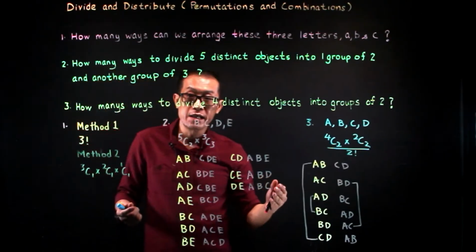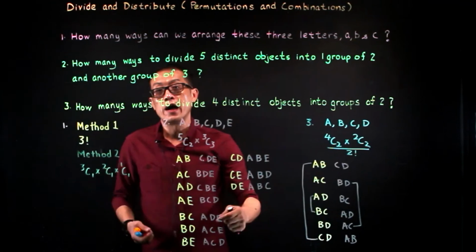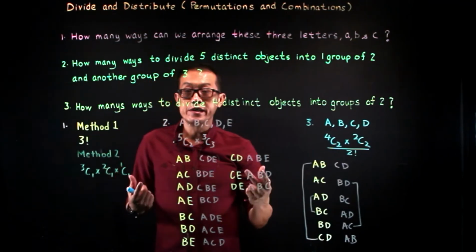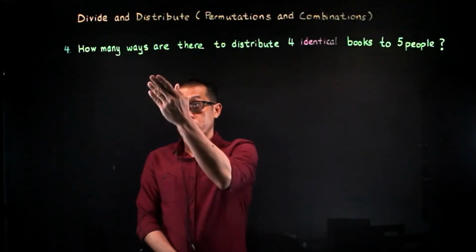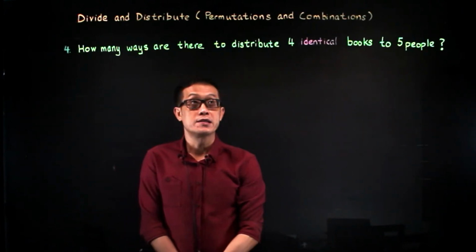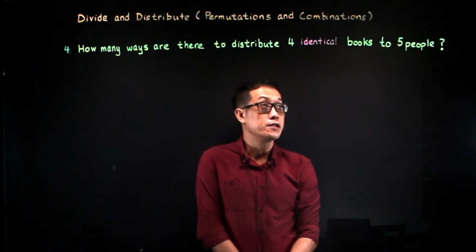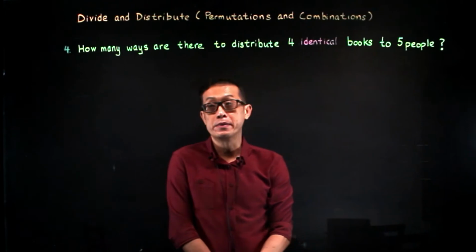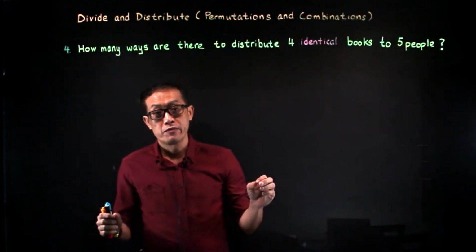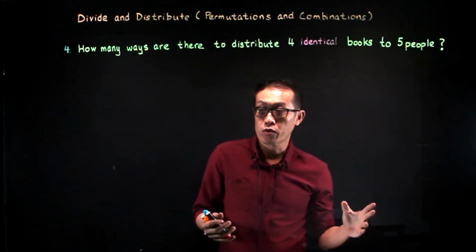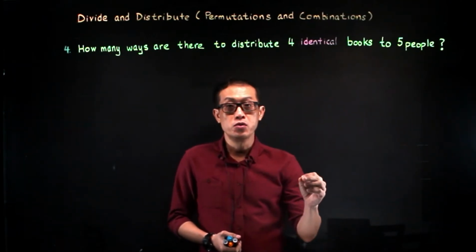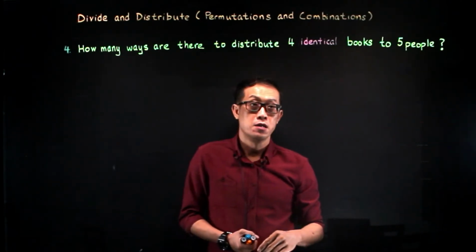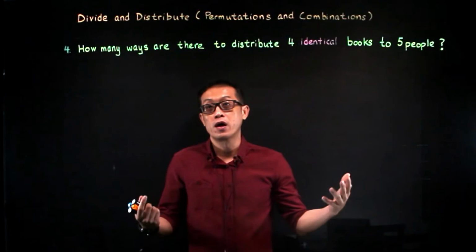Now with that understanding, let's move on to another question which is very interesting. Question 4. How many ways are there to distribute 4 identical books to 5 people? Now there are various methods to do this question. Today I'll be teaching you 2 methods. Now let's start off with the longer method first.